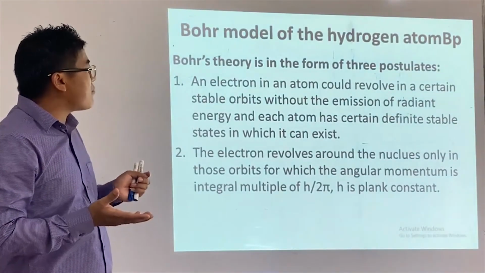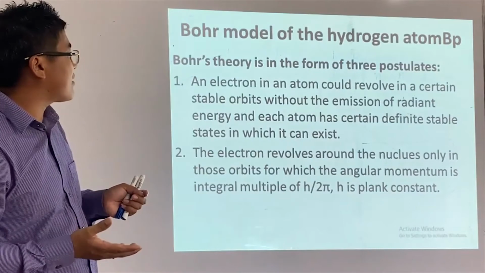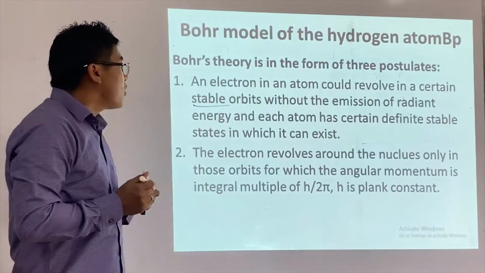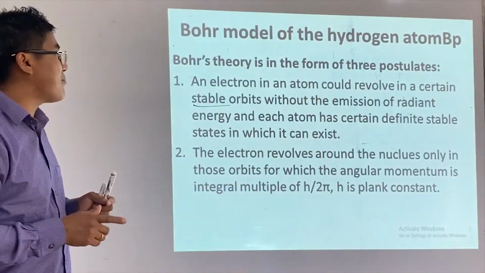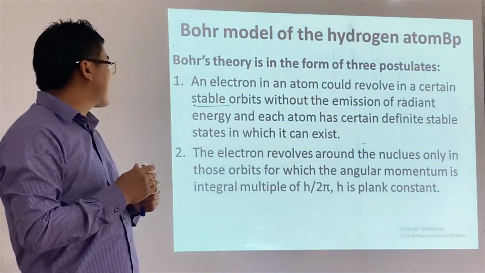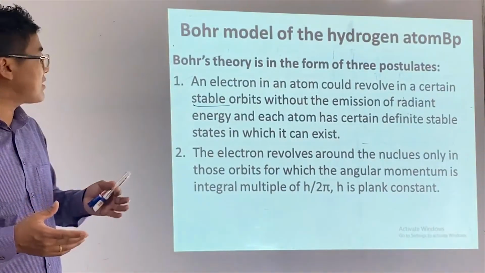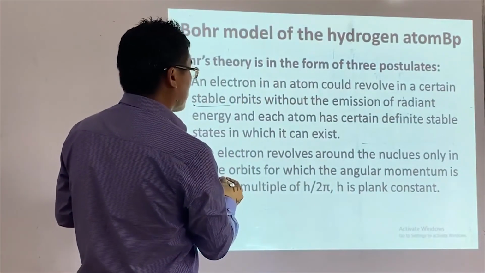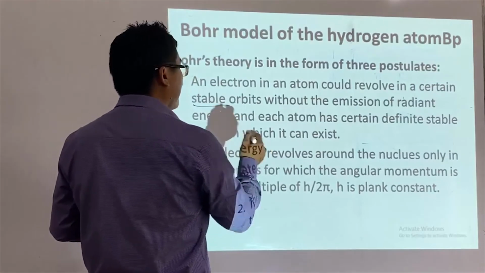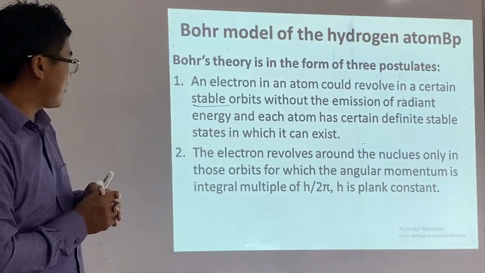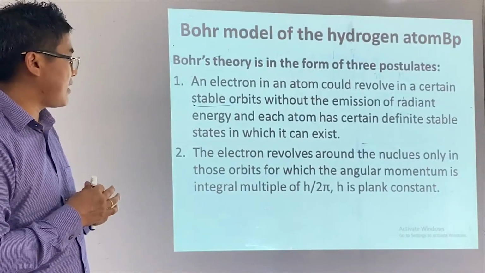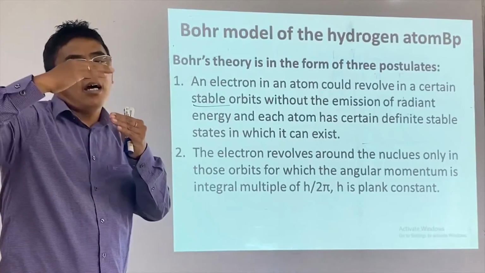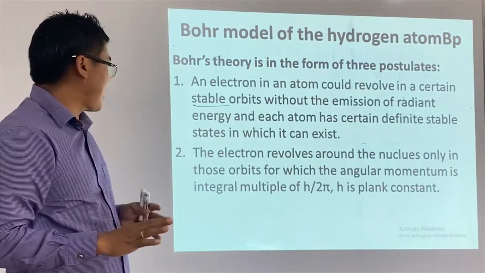So he says that an electron in an atom could revolve in a certain stable orbit without the emission of radiant energy. Each atom has a certain definite stable state in which it can exist. So that means this orbit is what we call a non-radiating orbit. The atom exists in this orbit, right? So there could be so many non-radiating orbits with higher energy, with higher energy, with higher energy, right? That's what it talks about.